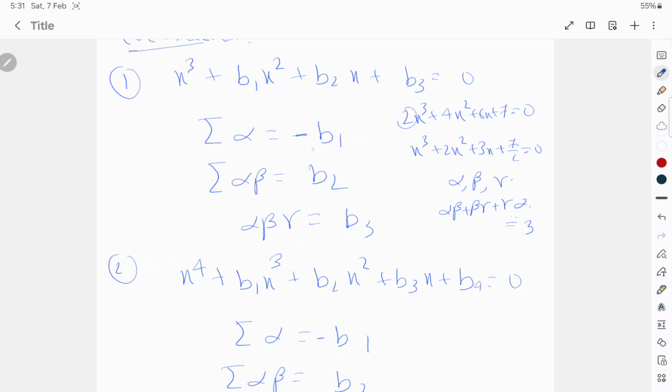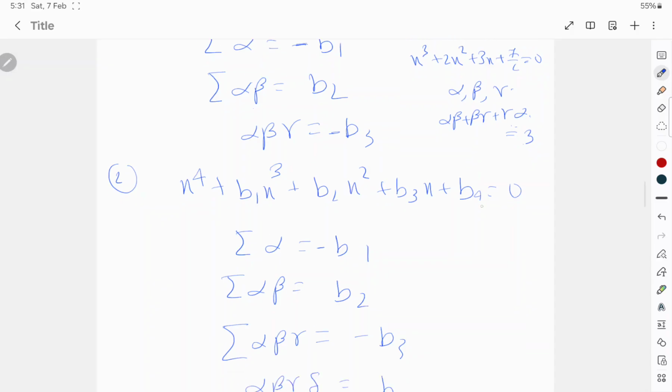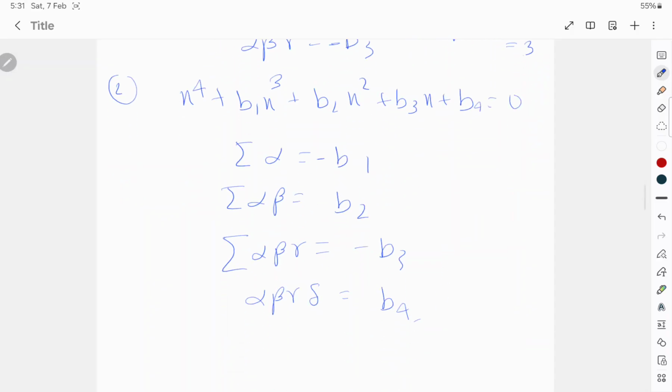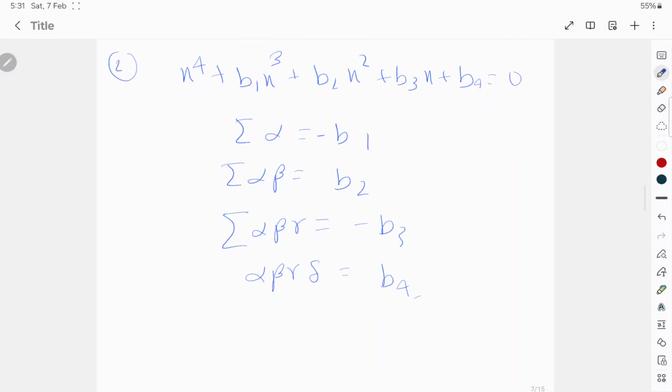You see there is some sign alternation, minus plus. I think this is also minus. I have written some mistake, sorry. Similarly for a 4th degree equation, you have summation alpha, summation alpha beta, summation alpha beta gamma, and so on. So summation alpha, you can say from here, is minus b1; the next one, summation alpha beta, will be the next of next, b2, in this way.